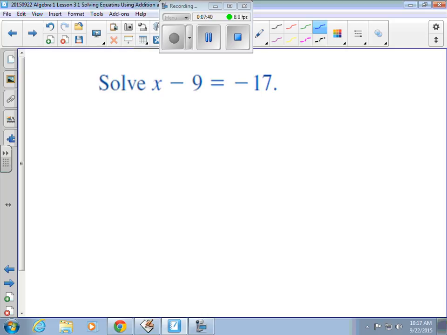All right, x minus 9 equals negative 17. Here's your balance point right here. We want to get x equals all by itself. We don't have that. We have x minus 9. So undo minus 9 by adding 9. If you add it to the left side, you got to balance it by adding it to the right side.